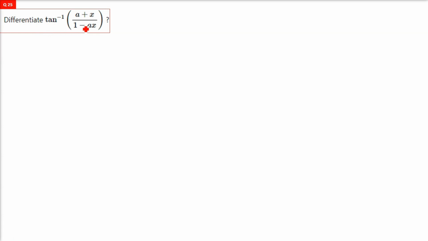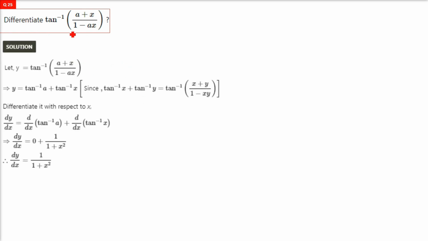Differentiate tan inverse of (a plus x) by (1 minus ax). So we have a as one term and x as the other term. So we have the first term plus the second term, divided by 1 minus the first term into the second term. Now we know what kind of formula it will be, because it is tan inverse outside, we need a tan inside so that we can cancel it out.